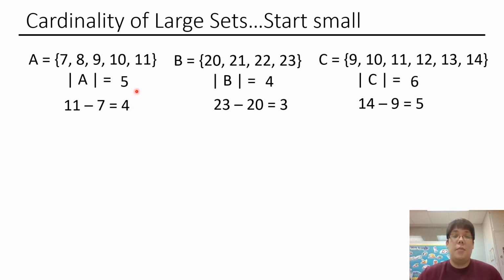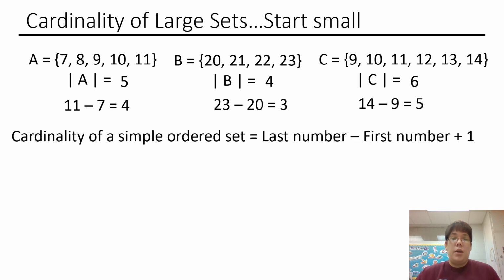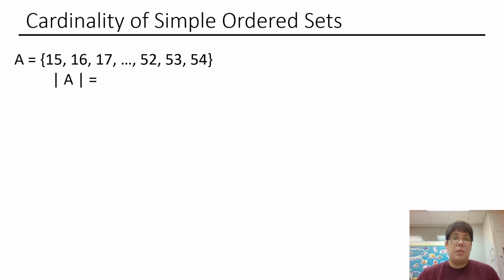It's just one less. So if we want to look at the cardinality of a simple ordered set, that just means it's just like counting. They're not skipping numbers, they're just going in order. You can take the last number of the set minus the first number of the set and then add 1 and you'll get your cardinality. So in other words, I can take that last number and subtract the first number and then add 1 and get the cardinality of my set.